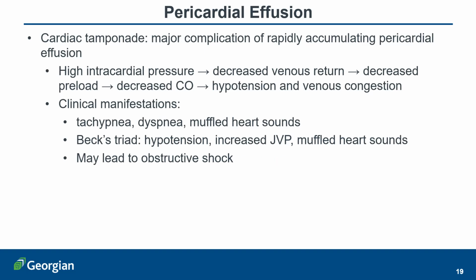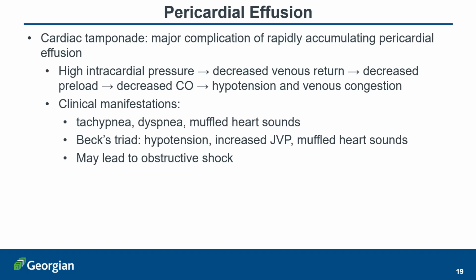The biggest complication of pericardial effusion is that if it is massive, it can lead to cardiac tamponade. Tamponade is when you have the rapidly accumulating fluid in the pericardial space, and that leads to high intracardiac pressure, which decreases the venous return. That in turn results in a decreased preload, decreased cardiac output, hypotension, and ultimately venous congestion as well. So the big issue is that cardiac tamponade completely affects the functioning and the ability of the heart to contract, resulting in a decreased cardiac output and significantly decreased blood pressure, severe hypotension.